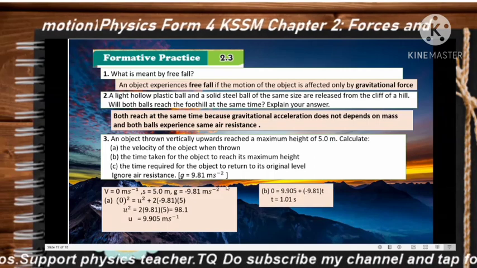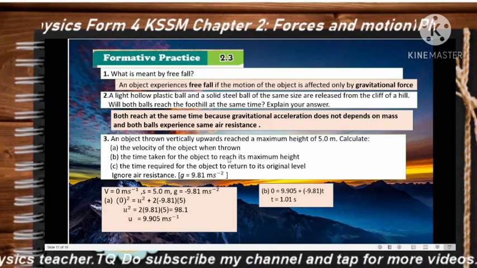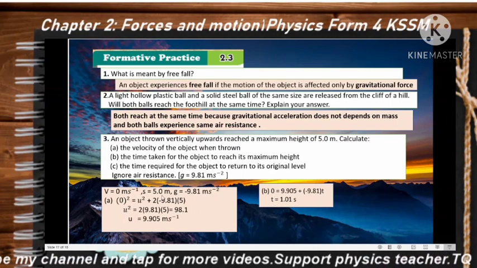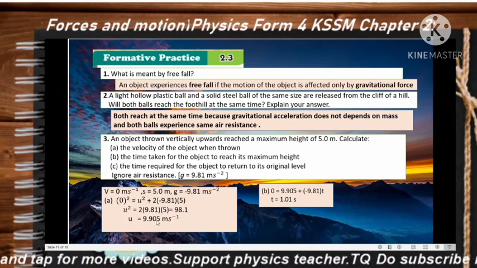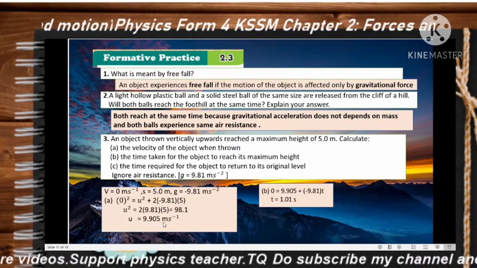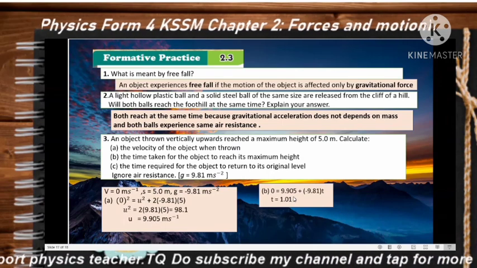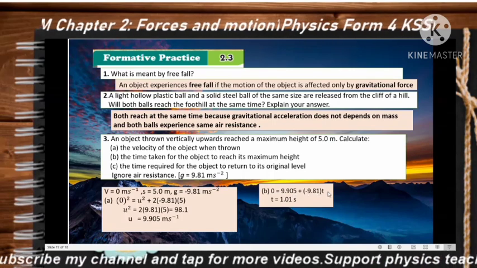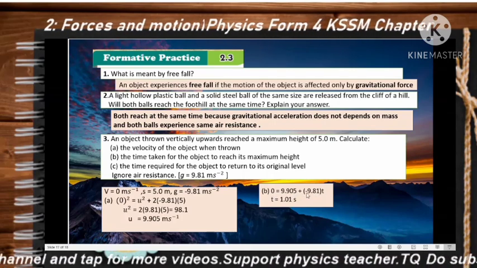So B, time taken to reach maximum height. So at maximum height, v equals to 0 just now. We have calculated the value of u also. Now we can use the first equation. v equals u plus at, or v equals u plus gt.